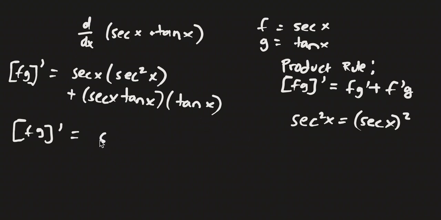This top part can be written as secant cubed x plus this part here can be rewritten as secant x times tangent x, which is tangent squared x. And so this is your answer.